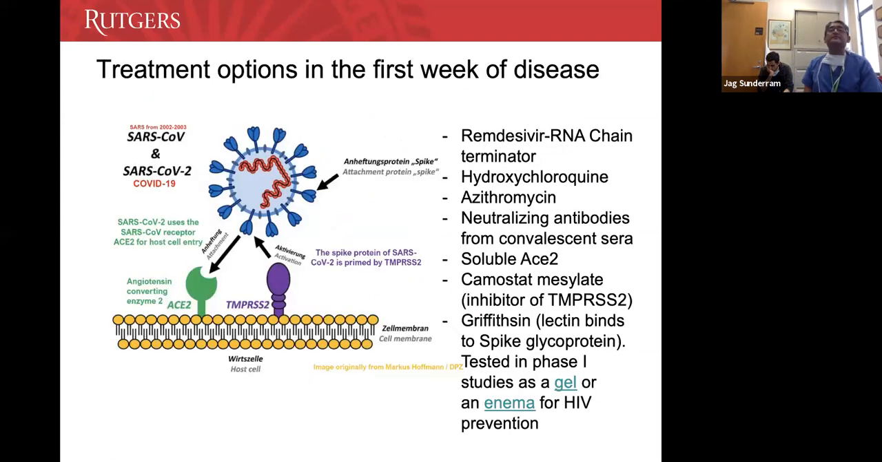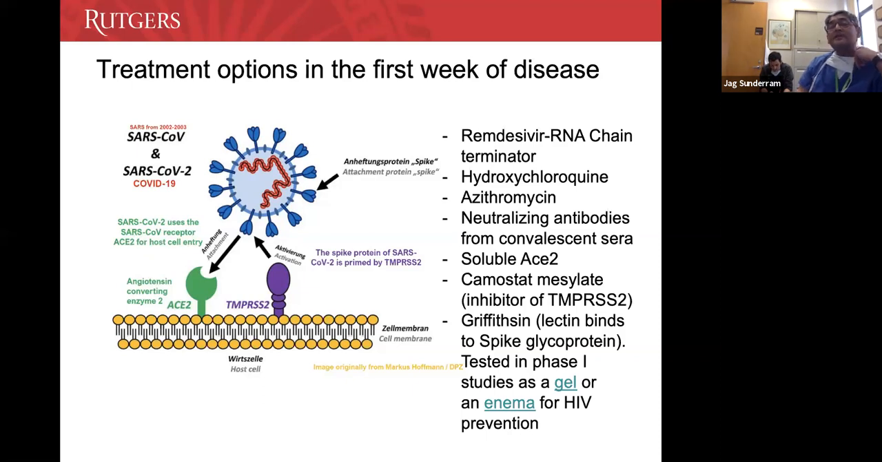So for the first week, the treatment options would be multifold. Obviously antiviral therapy, remdesivir, which is an RNA chain terminator. There's a clinical trial ongoing that's examining whether you can use that as an antiviral therapy in the first week of these patients' illness. Hydroxychloroquine and azithromycin have been touted as antiviral and they reduce in vitro activity of the virus. A recent RCT of hydroxychloroquine, unfortunately, was not very promising. We have ongoing studies, though, that may give us some more clues.